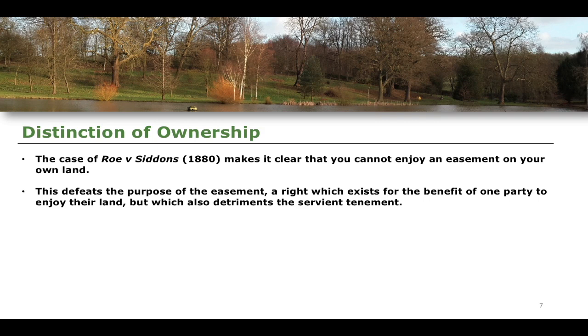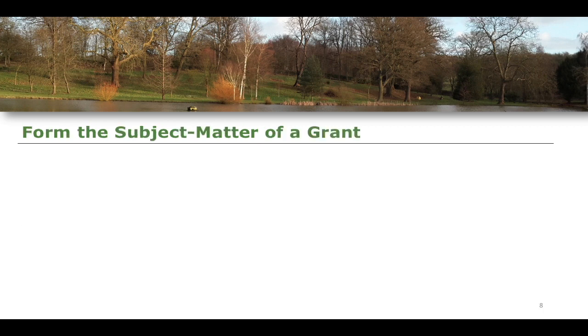This defeats the purpose of an easement if I just owned all of it, because the idea here is that I own a piece of land and I have to burden a different piece of land in order for me to have an ordinary enjoyment of that property. If I just own it all, then there is no need for an easement at all. So there must be a diversity of ownership.